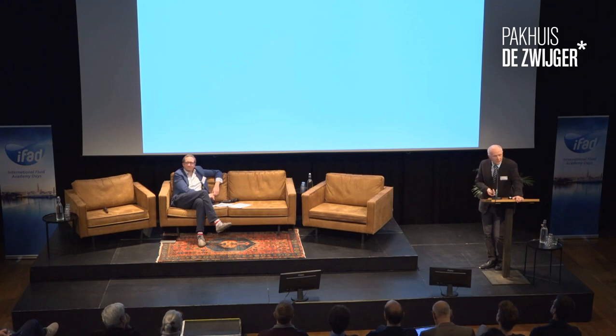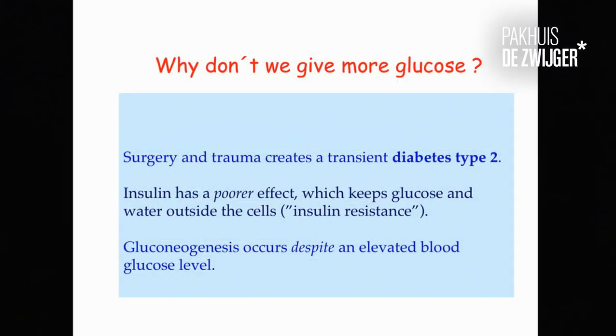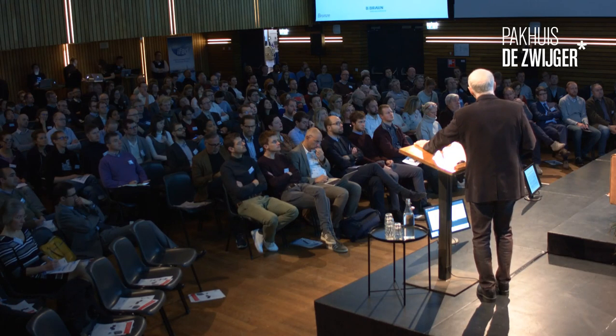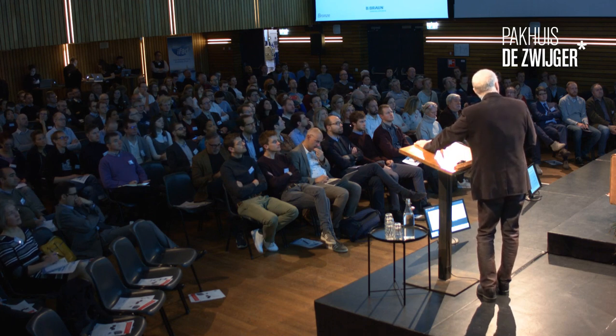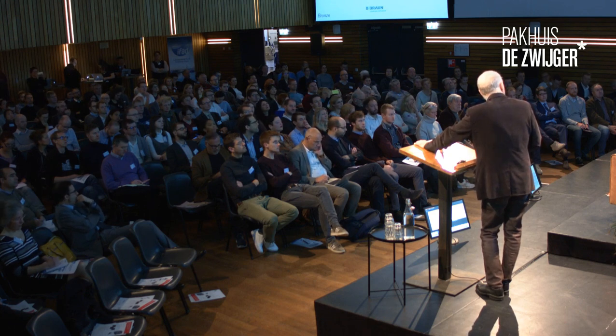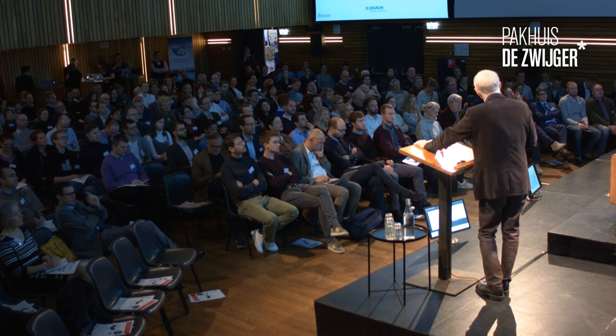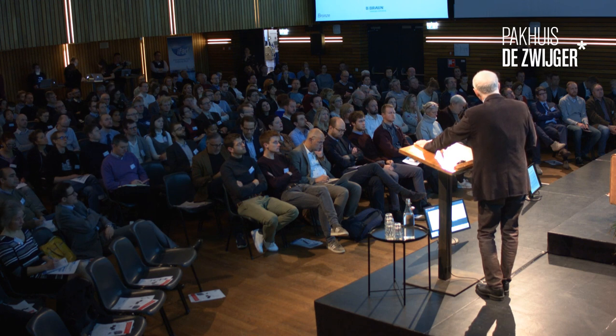So you may wonder, why don't we give more of the glucose? We don't do that because some phenomena are around here. First, the human capacity to handle glucose is much poorer if you give it intravenously than if you give it by mouth, because we bypass the gastrointestinal hormones that help the insulin to work. And also, patients in trauma have developed something we call insulin resistance. It means that the insulin doesn't have as good an effect as it has in an adult who is healthy.